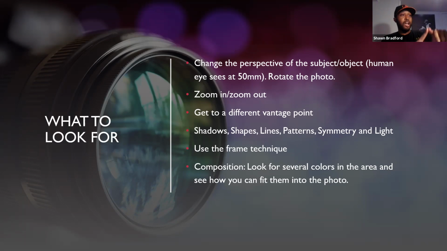I'm looking to the side of me right now. I have a phone and I have a light, so I'm seeing how I can try to capture the top half of that phone and that light in the same frame. Okay, so that's just composing the photo, which leads me into my next bullet point: composition. Looking for several colors in that area and seeing how you can fit them all into your frame or into your photo.